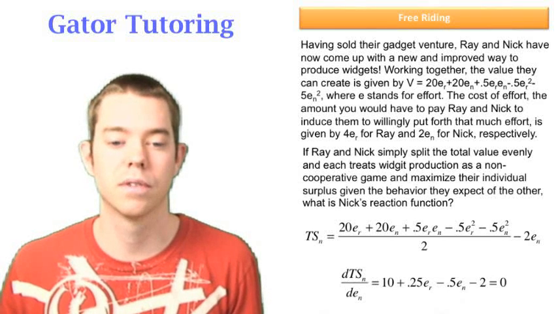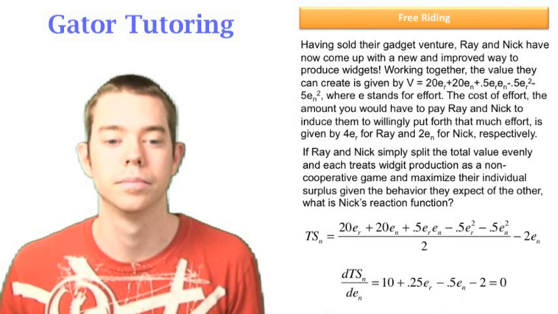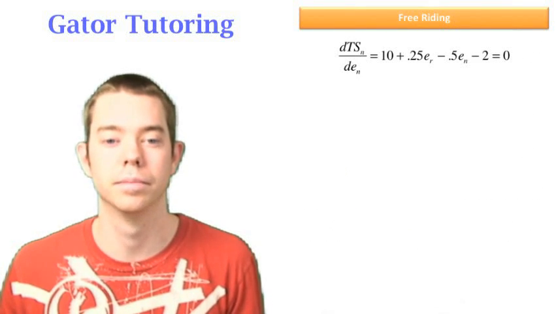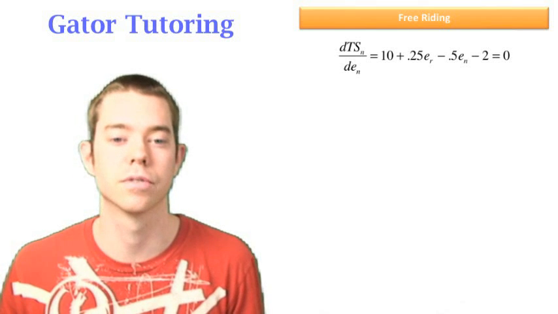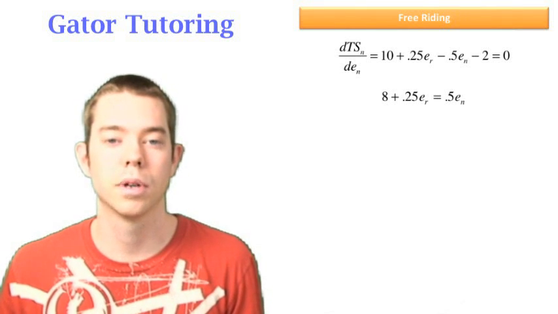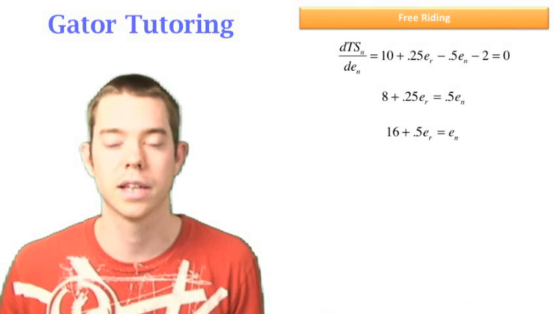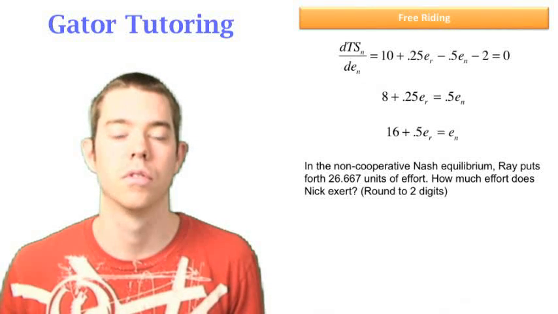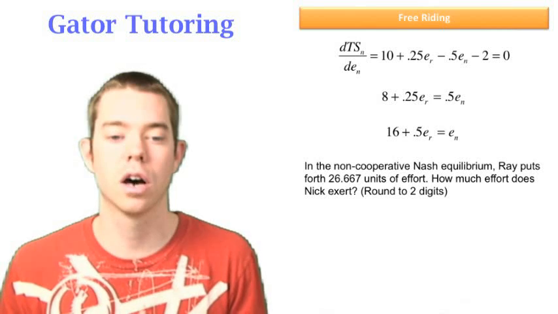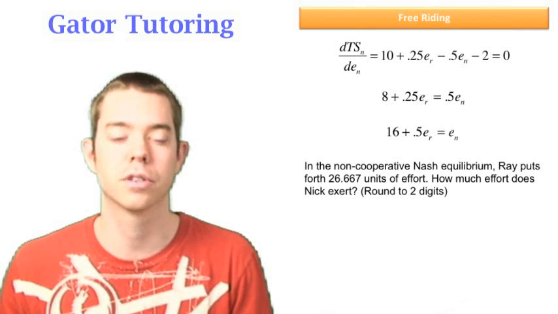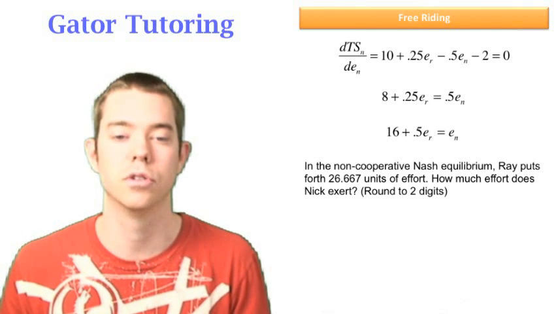So we can take that derivative and we get 10 plus 0.25 ER minus 0.5 EN minus 2 equals 0. From here we need to solve for EN because we're looking for Nick's reaction function. So once we divide through by 0.5, we find it to be 16 plus 0.5 ER, and that's equal to EN.